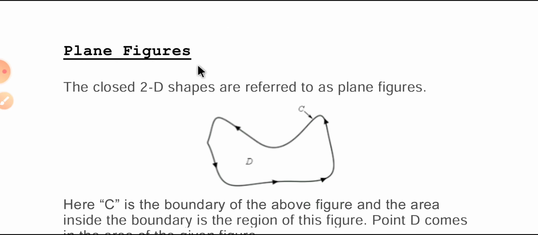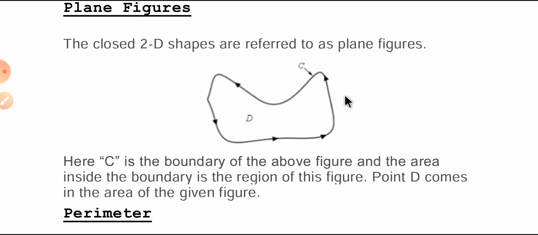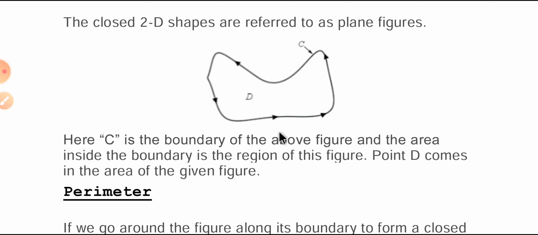Plane figure. What do you mean by plane figure? Plane figure means it is a closed 2D shape that is referred to as a plane figure. Here you can see that C is the boundary of the figure and the area inside the boundary is the region of this figure. So the point D comes in the area of the given figure.